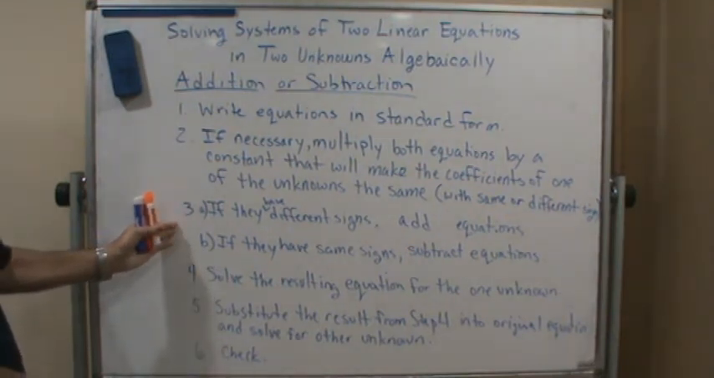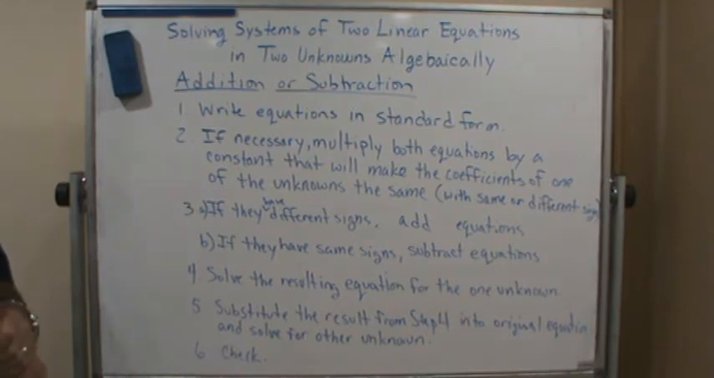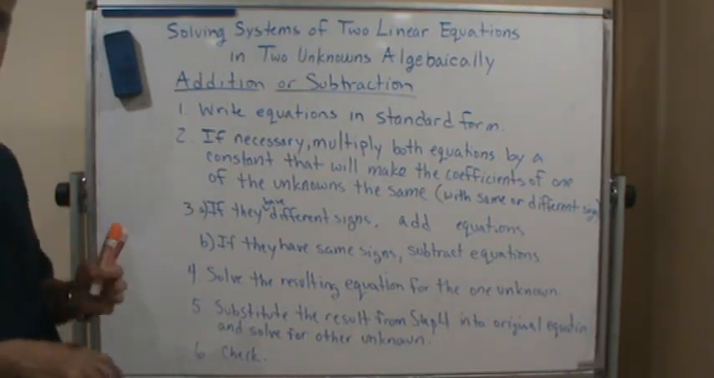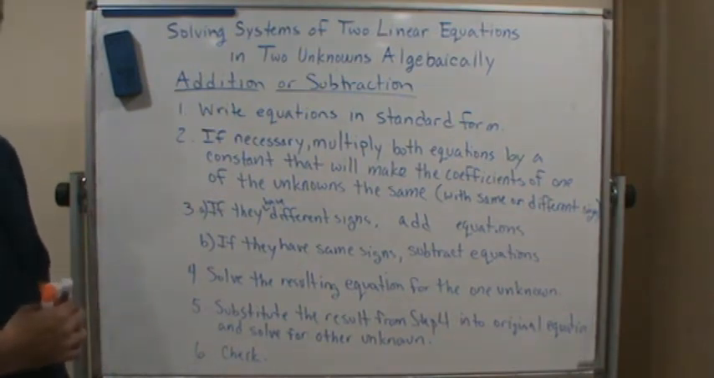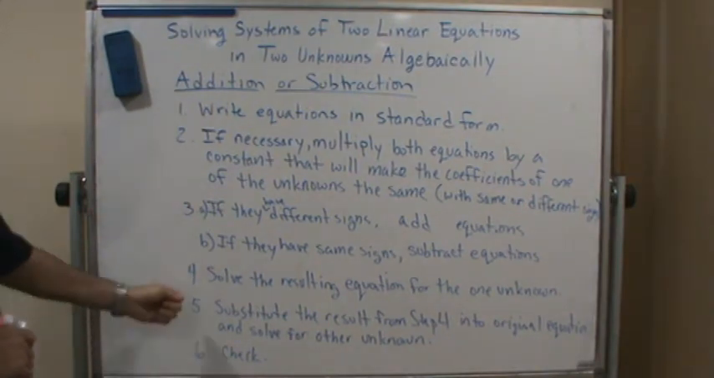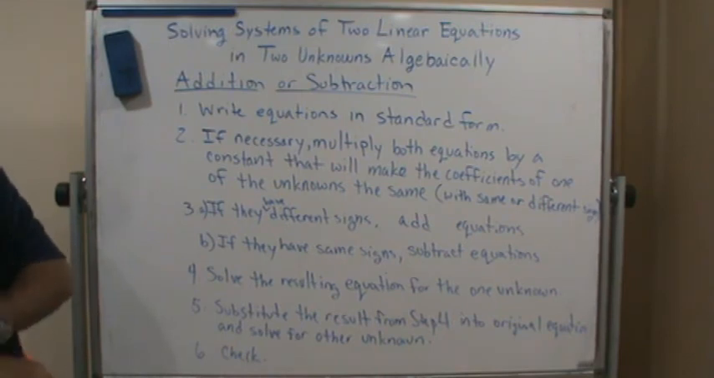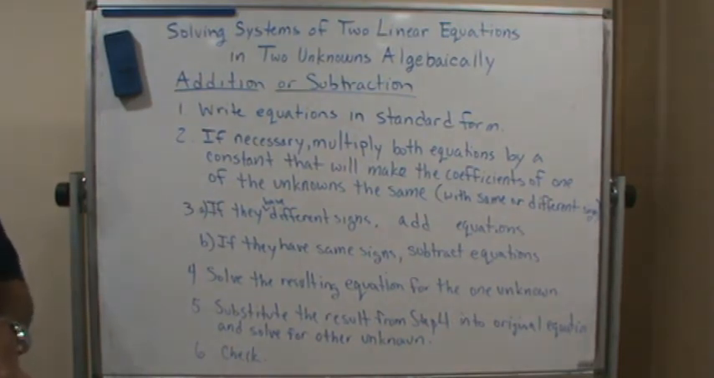Why do we do that? Because in step three, we're going to eliminate one of the two unknowns so that we get one equation with one unknown that we can solve. And then four says solve the resulting equation from step three for the one unknown.